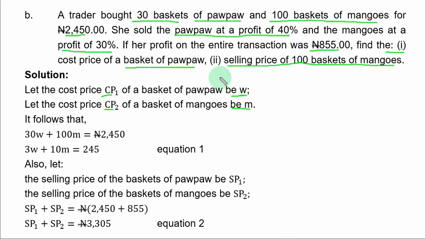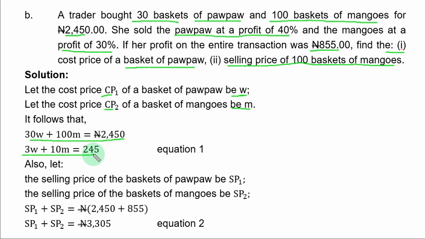From the problem, 30 baskets of pawpaw plus 100 baskets of mangoes give 2,450 naira. You have that in the form of this equation. You can divide through by 10 and you have 3W plus 10M equal to 245 naira. So you call that equation 1.